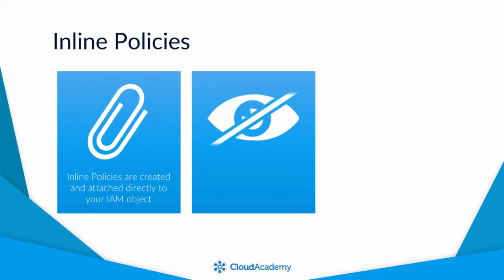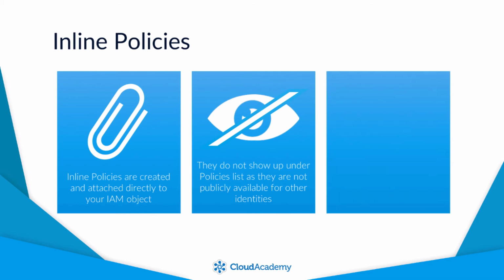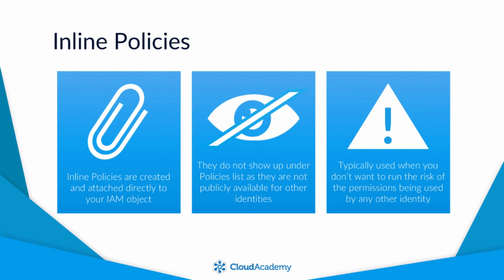As a result, inline policies do not show up under the policies list within IAM, as they are not publicly available for other users, groups, or roles to use within your account like managed policies are. Inline policies are typically used when you don't want to run the risk of the permissions being used in the policy for any other identity. When the user, group, or role is deleted, the inline policy is also deleted, as this is the only place where the policy exists.